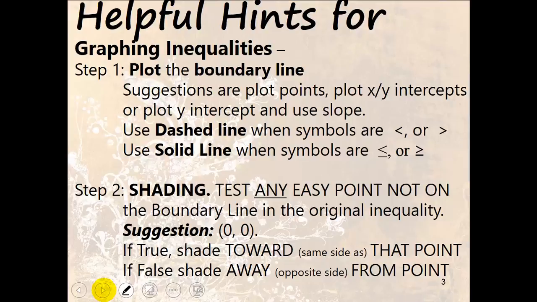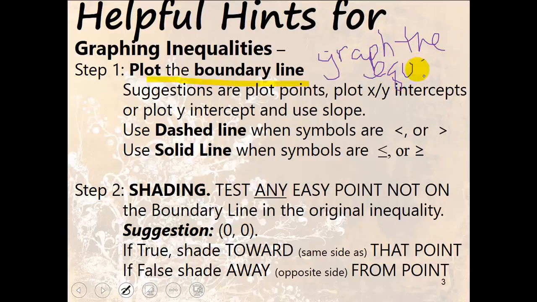So when we go to graph inequalities, here's some helpful hints, all right? First of all, plot that boundary line. That's just like graphing the equation. Graph the equation. Okay? Use a dashed line if you're exclusive, use a solid line if you're inclusive. Then the only extra step you need to know is that you're going to test any easy point that is not on the boundary line. Don't test a point on the boundary line because you're always going to get a true statement there, okay?